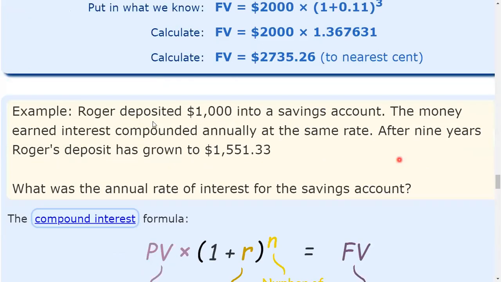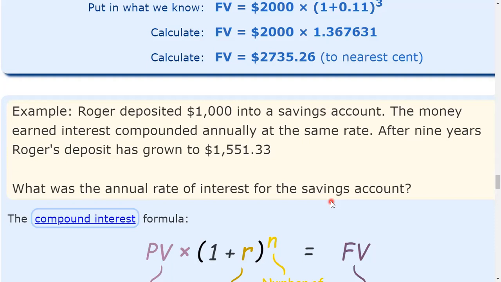Roger deposits $1,000 into a savings account. The money earned interest compounded annually at the same rate. After 9 years, Roger's deposit has grown to this amount. What was the annual rate of interest for the savings account? I'm sure you must take a screenshot of that. Can you take this screenshot? Yes, of course. Okay, you will have to solve it in your own time because this is just like the previous one. This time you are looking for the rate.